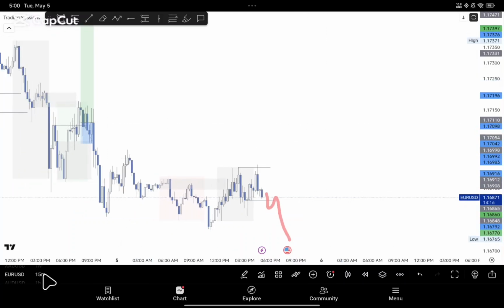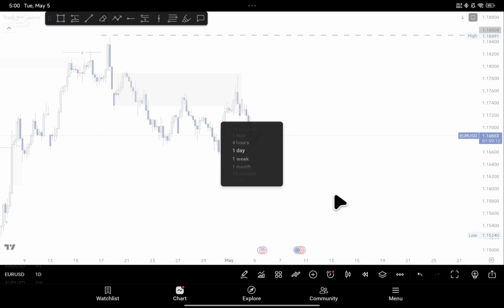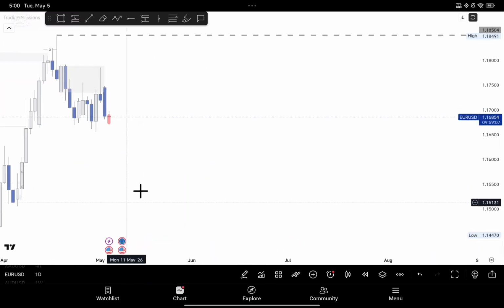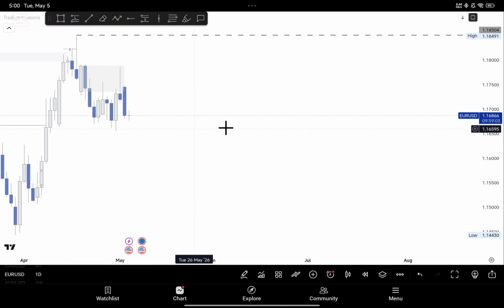Let's have a quick breakdown of the chart today. So today we do have news at 8 p.m., high impact news, but 8 p.m. is far away, which is why I'm not afraid to move quickly for now.